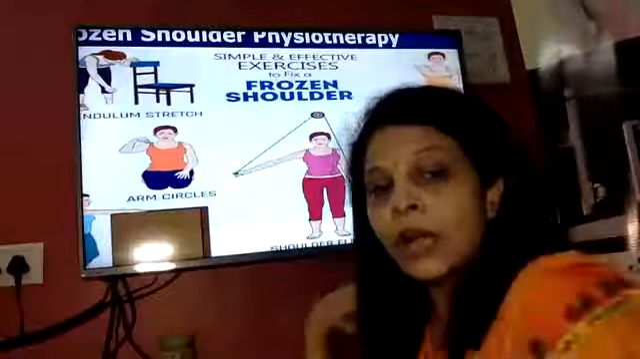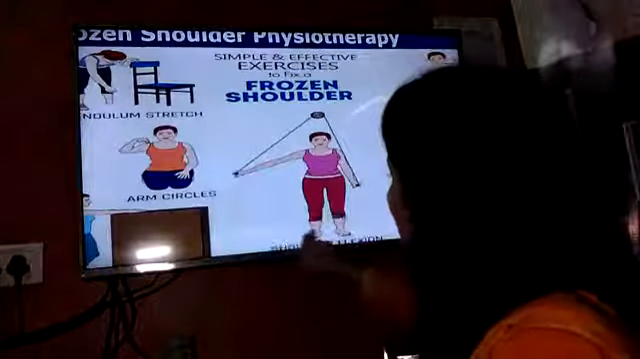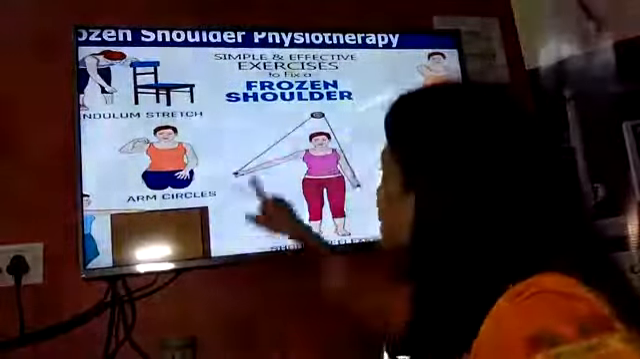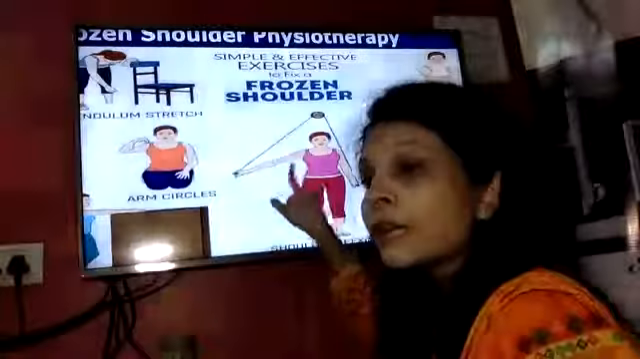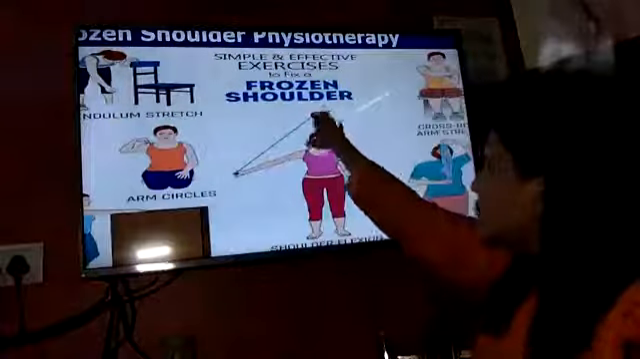We can do the arm circles. Then third one is a shoulder flexion exercise. This is the shoulder flexion exercise. We can do it with the help of pulleys. Here the pulleys are applied.